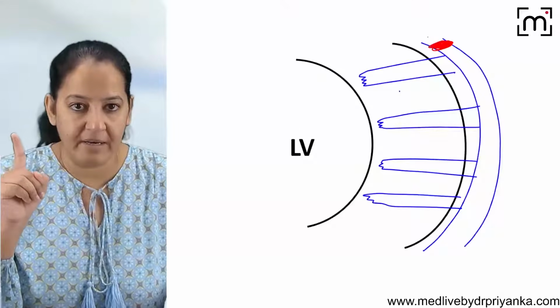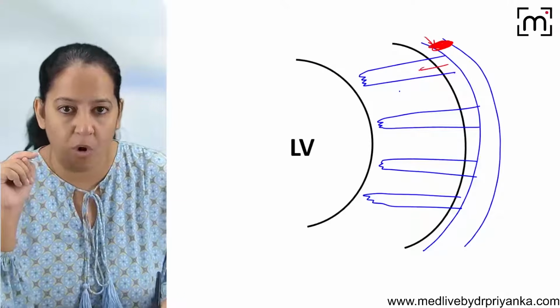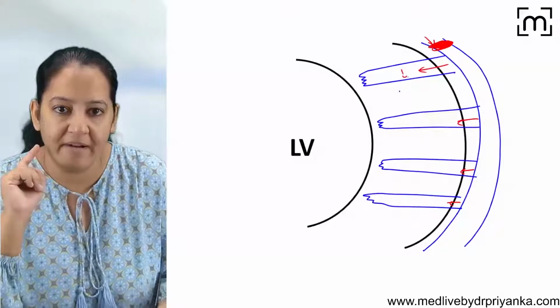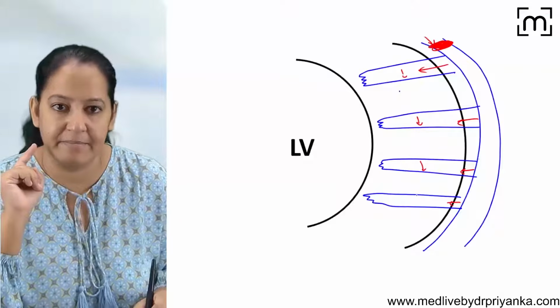You tell me what will happen now. So here the blood will not come or less blood will come. So all these coronaries have less blood in them, the small coronaries.